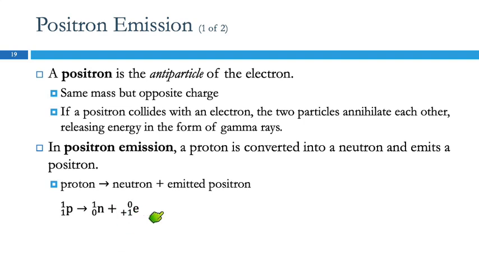The positron has a nuclear symbol very similar to the electron, except this is positive instead of negative. This positive here is not related to the charge. Positrons are positive and electrons are negative, but the sign here is so that the mass numbers and the atomic numbers work out. So here, a proton becomes a neutron. Well, the atomic number goes from 1 to 0, so the positron has a +1 atomic number so that these things work out.